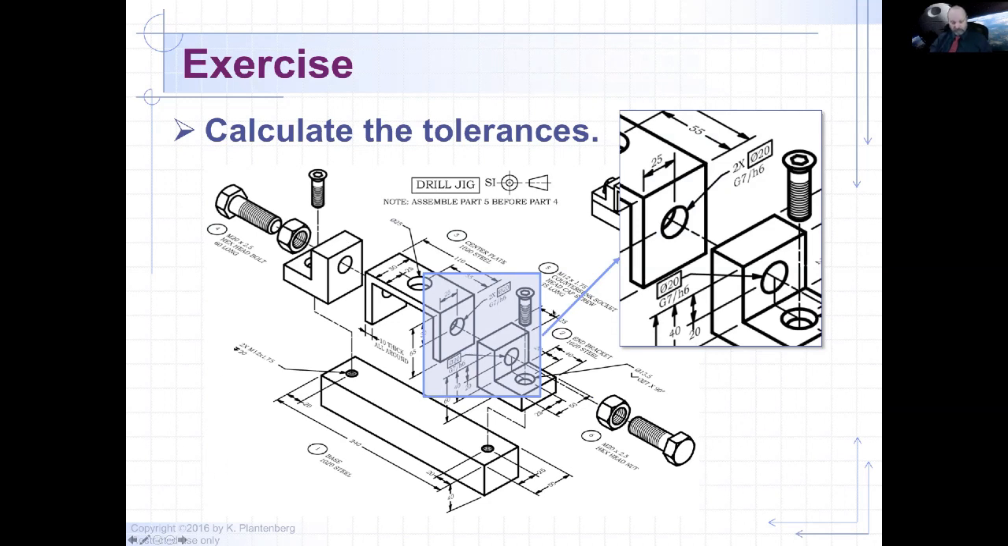Okay, so now we're going to take a look at this and say, okay, we want to calculate some of these tolerances. So here's one that says this hole has a diameter of 20 millimeters and a G7 H6. So that's the system, right? So G7 would be the hole dimensions, H6 would be the shaft dimensions. You look it up on the table, and you find out that this hole has a variation that's fairly tight as well.